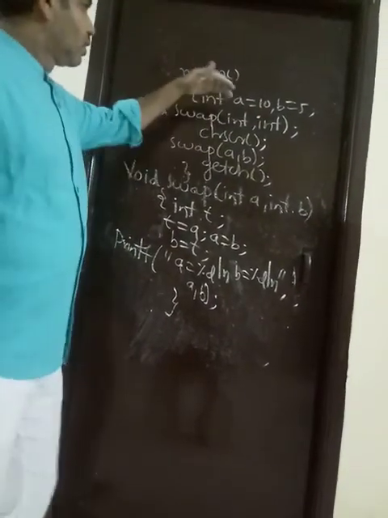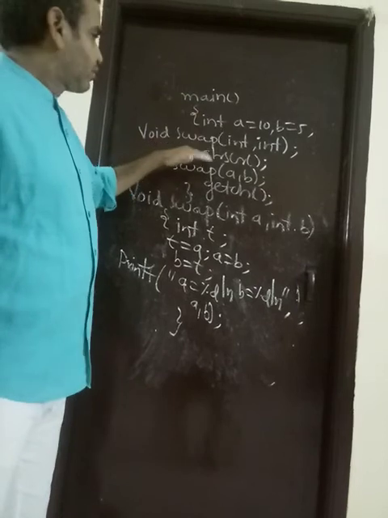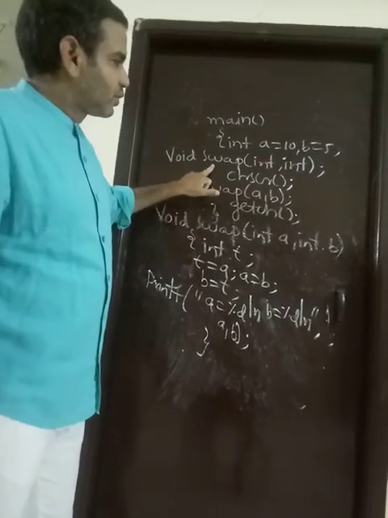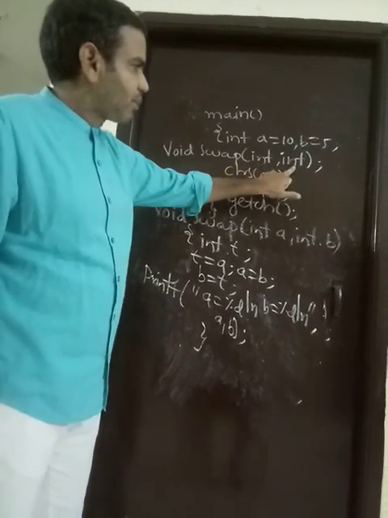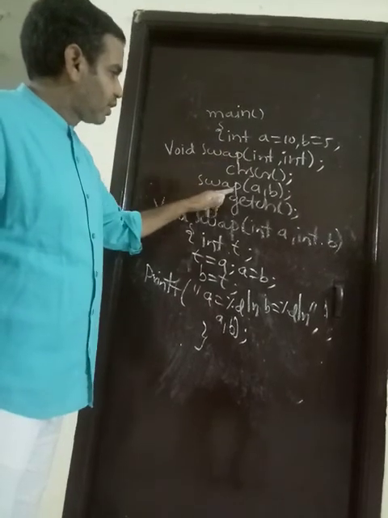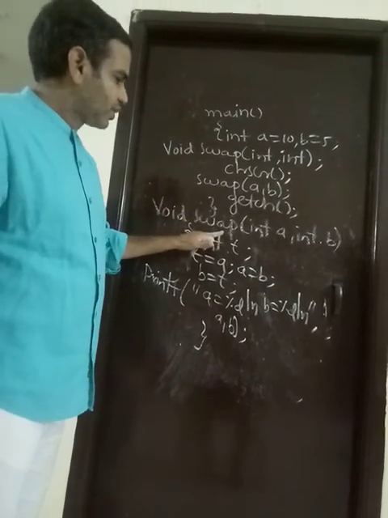So here a is equal to 10, b is equal to 5. After the completion of this program, we will stop. Swap is one of the user defined functions which receives input as integer comma integer and does not return any value because it is void. So swap, a value 10 and b value 5, we are passing. The swap user defined function receives them.